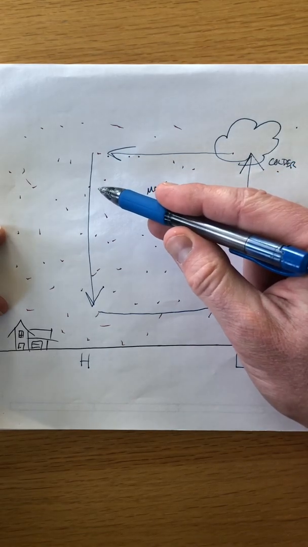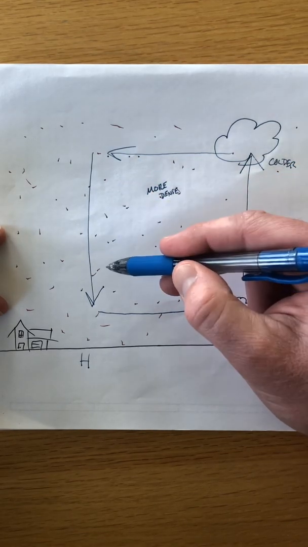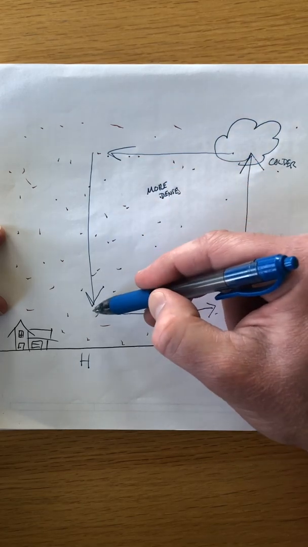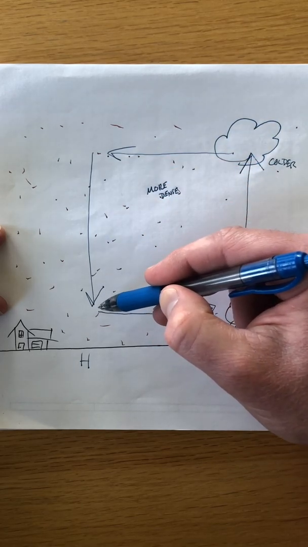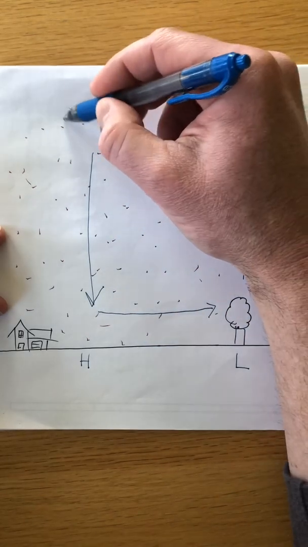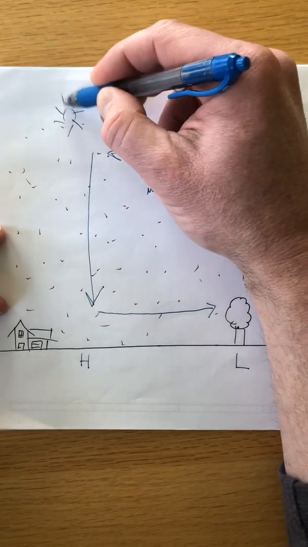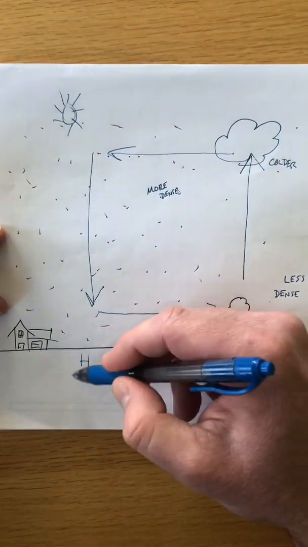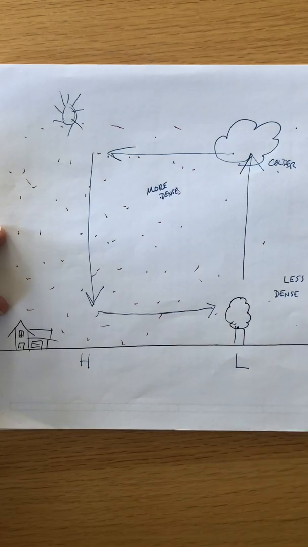In high pressure areas, since it's more dense and sinking, the water vapor is going down, which means it's not getting colder, so it's not condensing. So instead, we tend to get clear skies in high pressure areas.